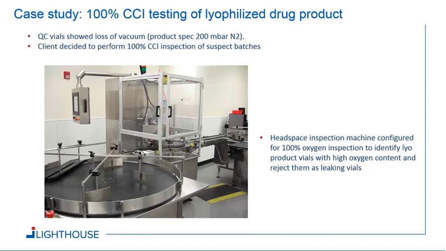So in this case, you don't have to develop a very sophisticated method, right? Because this product has a modified headspace, there's deep vacuum. As soon as you have a leak, air will very quickly enter the vial, and a simple headspace measurement is actually your test method because elevated oxygen levels will identify leaking vials.